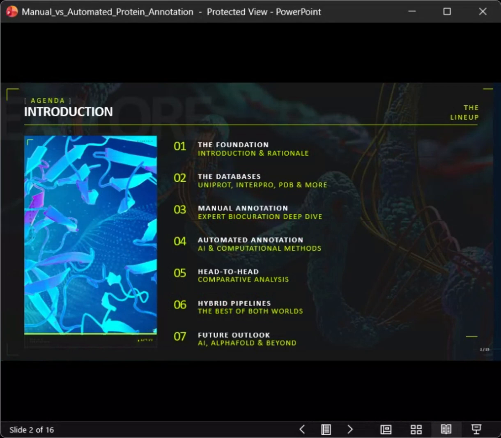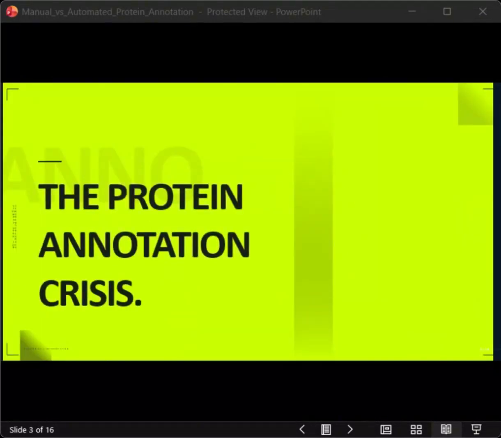So this is our outline. It is divided mainly into 7 sections. First, I will discuss the definition and importance of protein annotation. Then I will be explaining the major protein databases and manual methods, automated annotation systems, comparative analysis, and hybrid pipelines. And finally, we talk about future developments, including AI and AlphaFold.